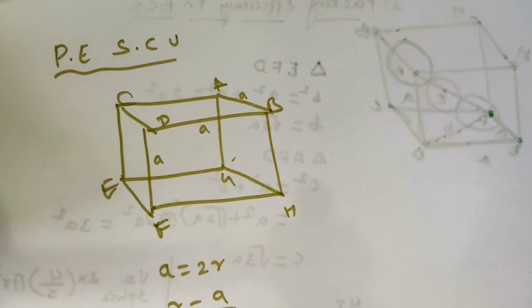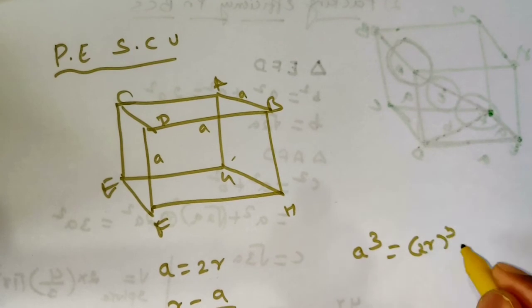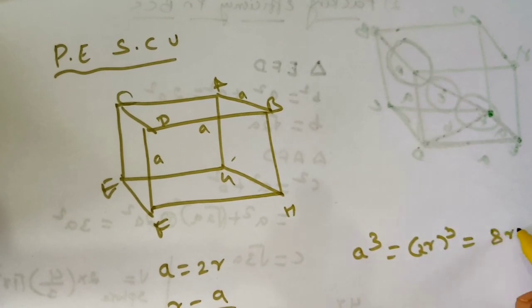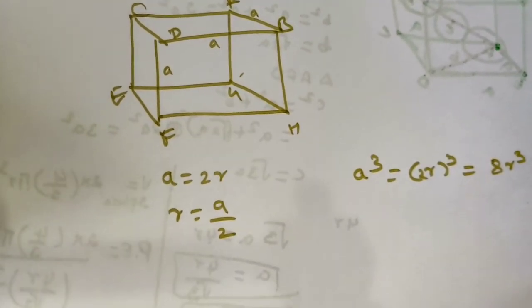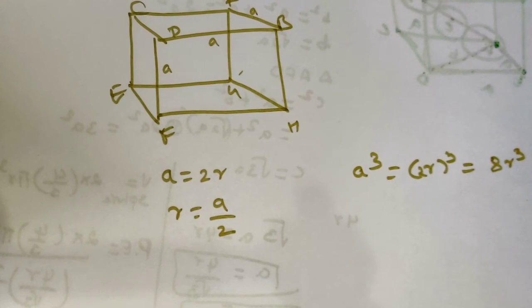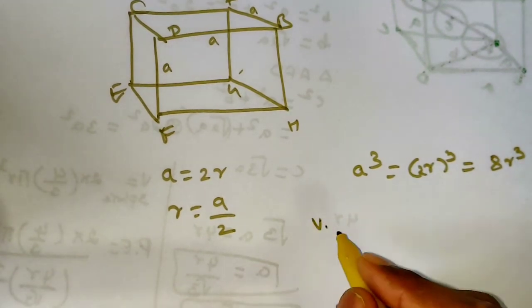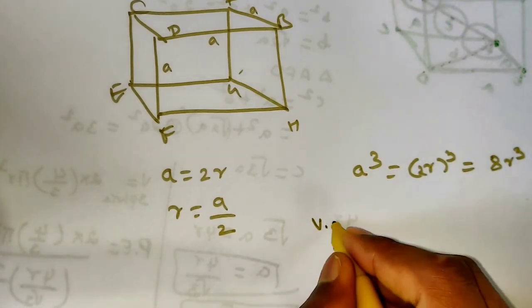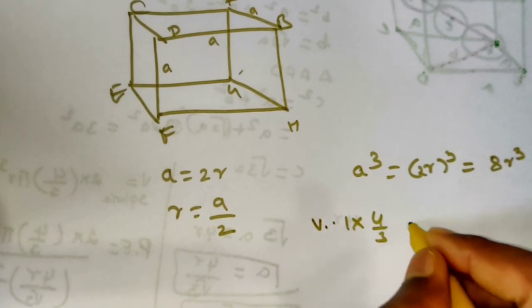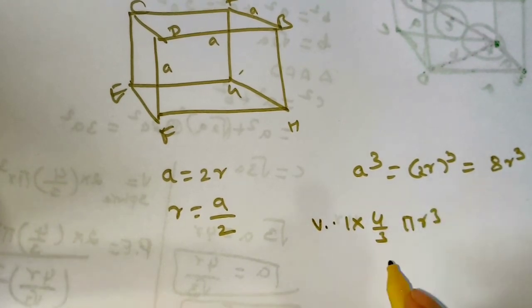So we know the volume of the cubic unit cell is A cube. So what can we write? 2R cube, that is also simplified into 8R cube. This is the volume of the cubic unit cell. Since this simple cubic unit cell contains only one atom, what is the volume occupied by the sphere, the atom? That will be only 1 into 4 by 3 pi r cube. So that will be 4 by 3 pi r cube.